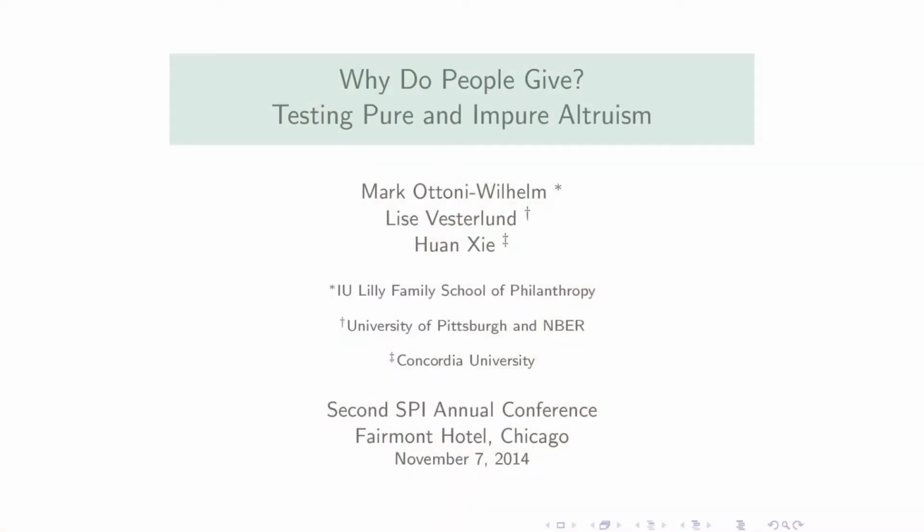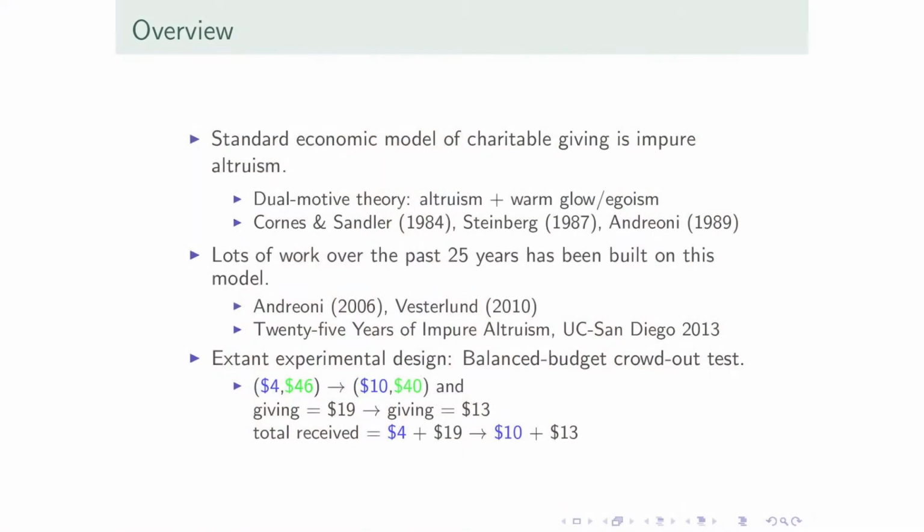So I'm going to give a quick overview in the first few slides so you get the gist of the paper, and then go into more of the details. The standard economic model of charitable giving, as you know, is impure altruism, and that's a dual motive theory. So it has an altruism piece and a warm glow, or for the psychologists in the room, an egoism piece. Lots of work over the past 25 years has been built on this model.